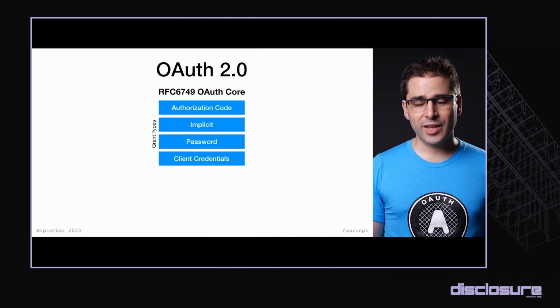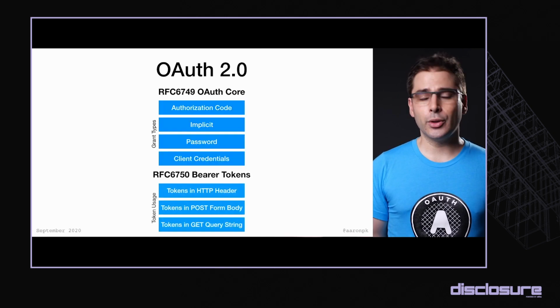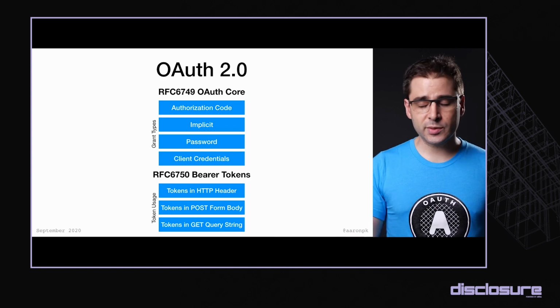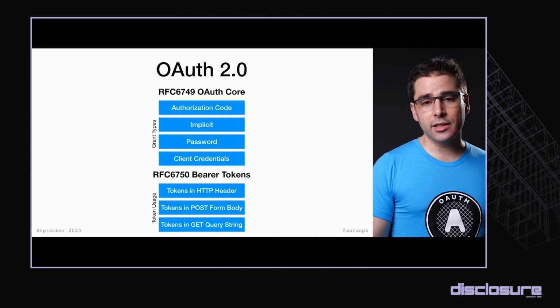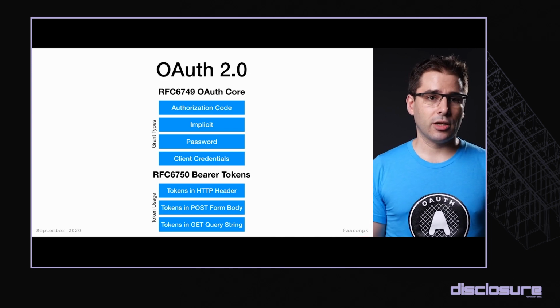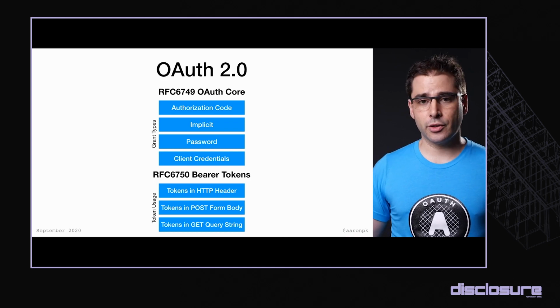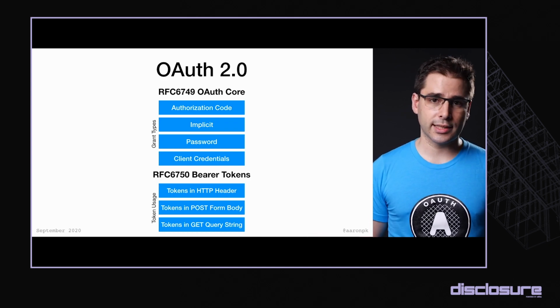Anyway, what ended up happening is that access tokens got pulled out into their own spec. So there's a separate spec that talks about bearer tokens. The idea was that maybe somebody would come along and define a new different type of token that wasn't a bearer token and use that alongside bearer tokens.